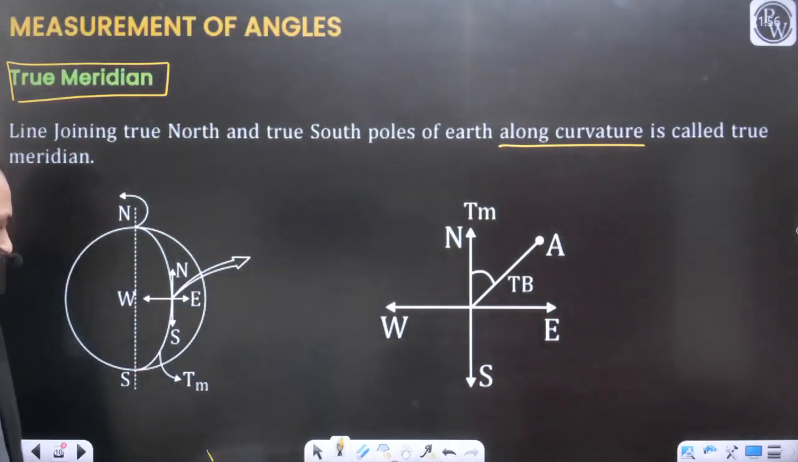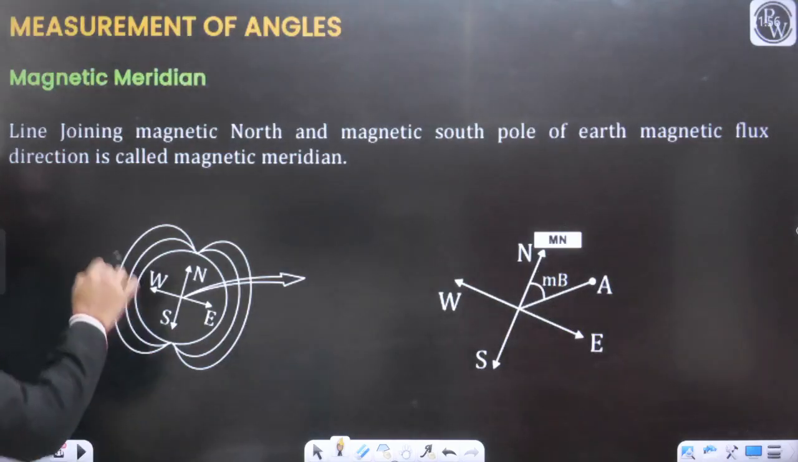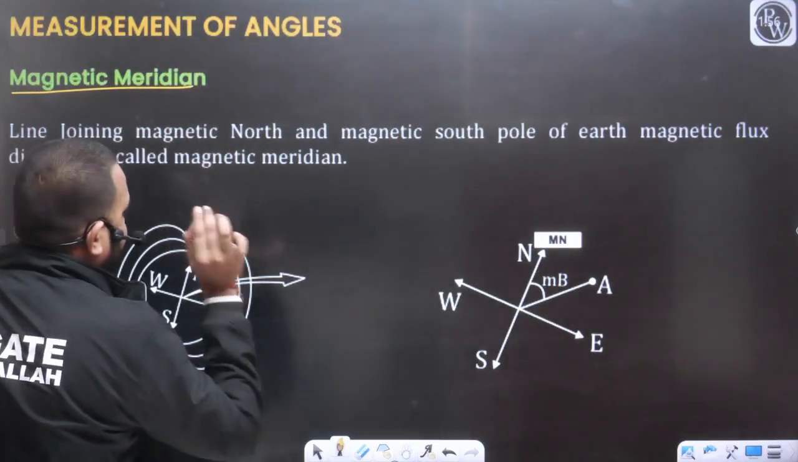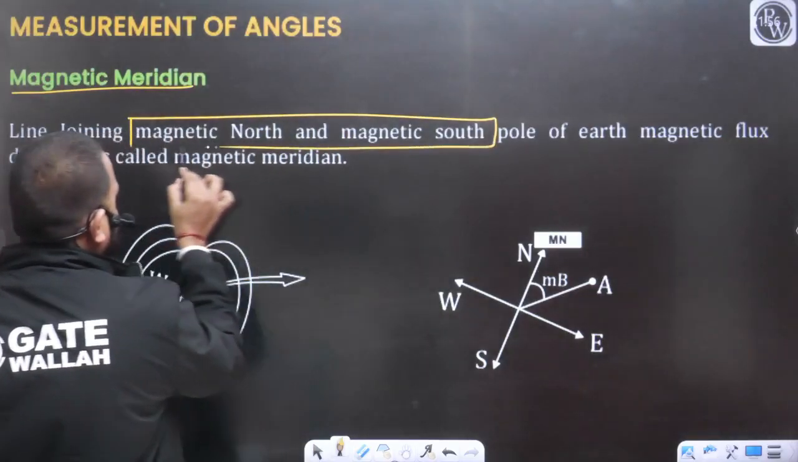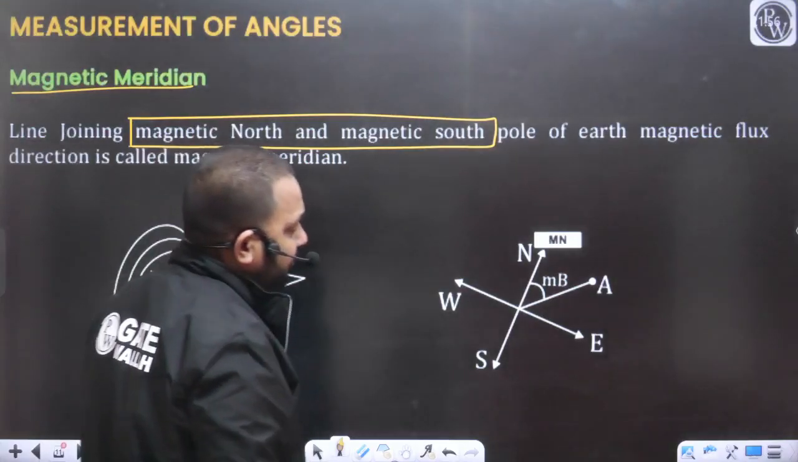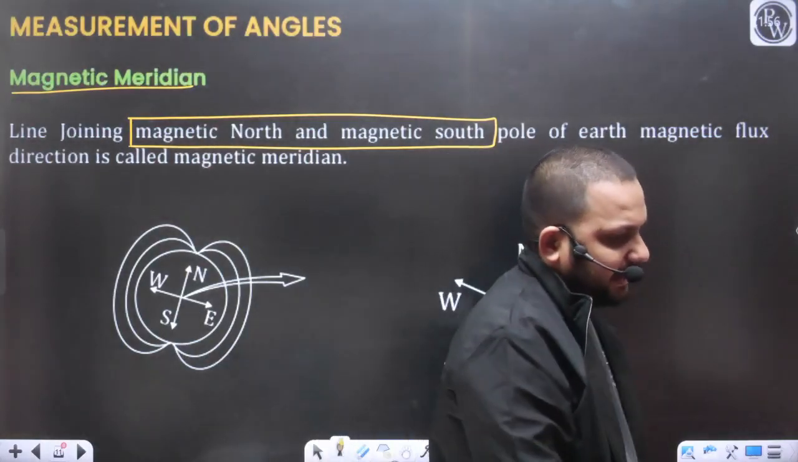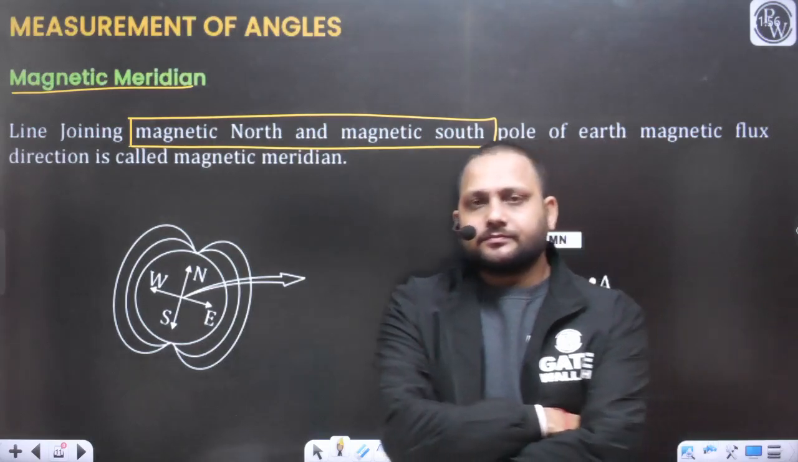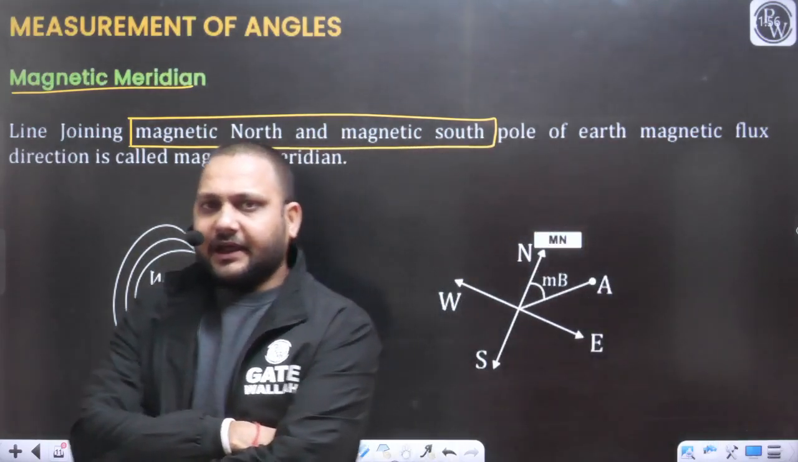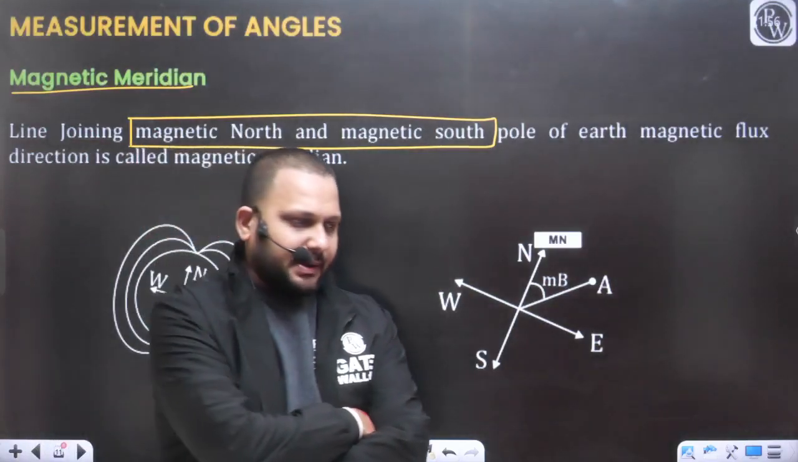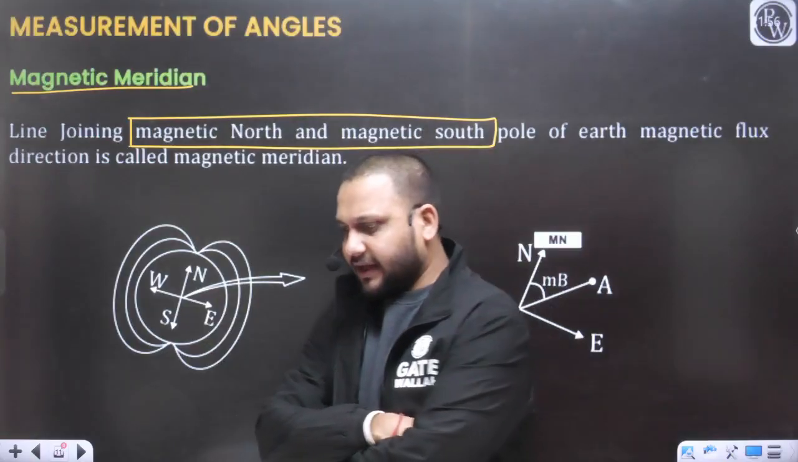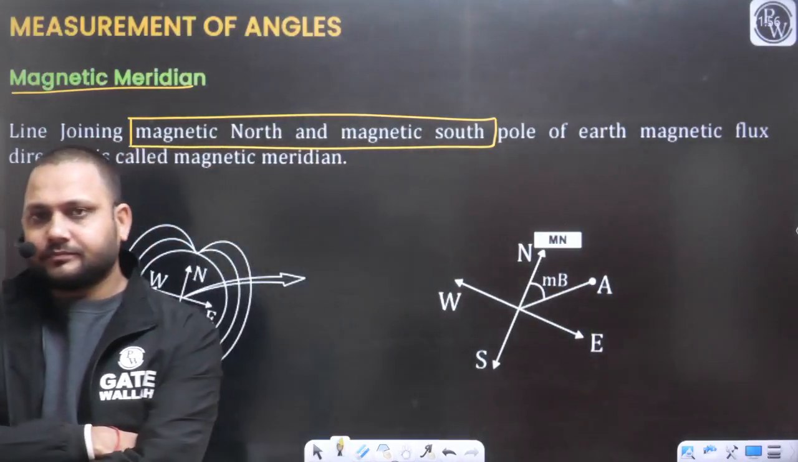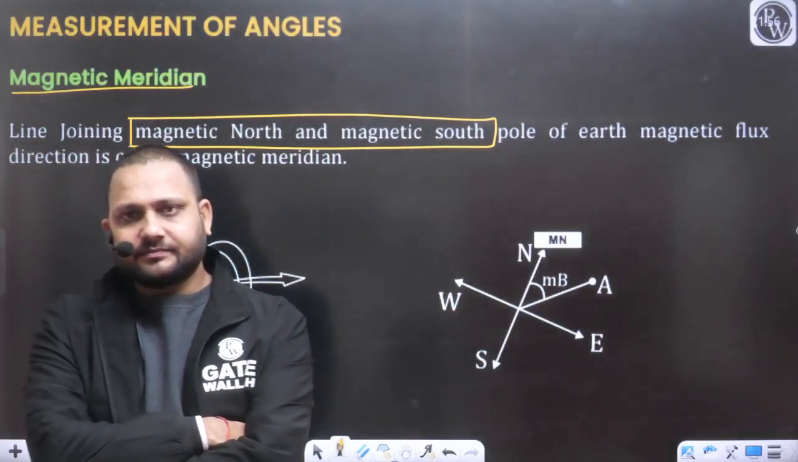Similarly, if I talk about the magnetic meridian, can I say a line joining the magnetic north and magnetic south is known as the magnetic meridian? A line connecting the magnetic north and the magnetic south pole will be considered as the magnetic meridian. Can we say it like this?